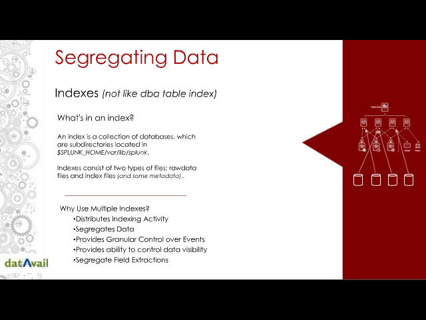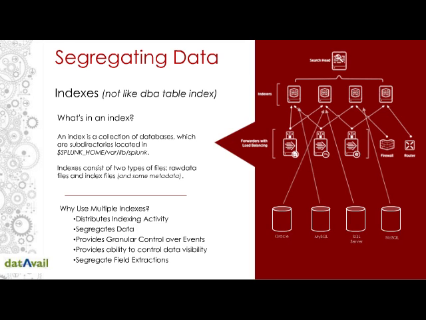So why would we do this? Why would we use multiple indexes? Well, there's a lot of different reasons why. It distributes the activity. It segregates your data. It provides granular control over your events. It provides the ability to control your data visibility. You can segregate all of your field extractions. So let me show you what I'm talking about.